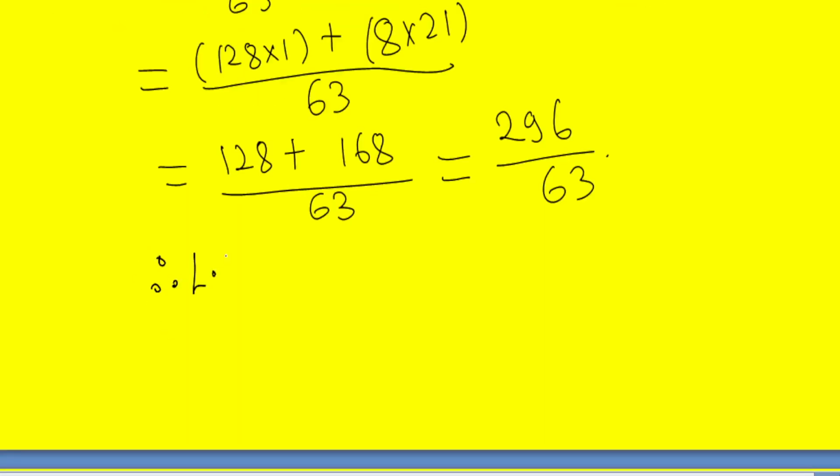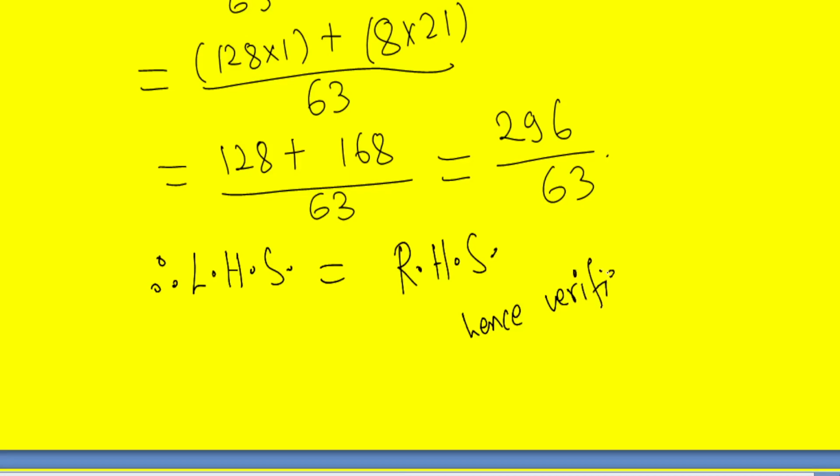Hence we can write, therefore left hand side is equal to right hand side, hence verified. This is what we have to do now. So this was the end of the 7th question. Thank you very much.